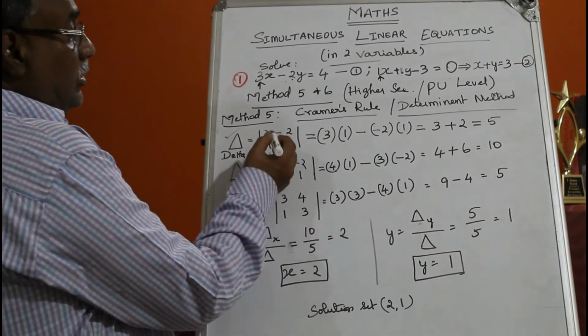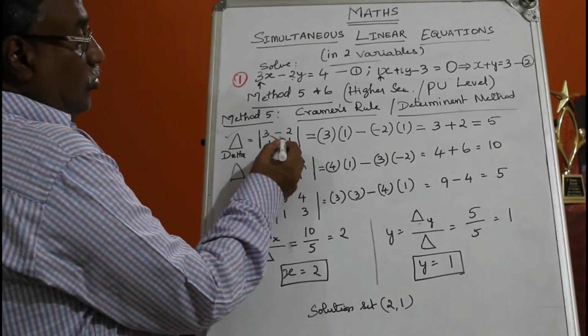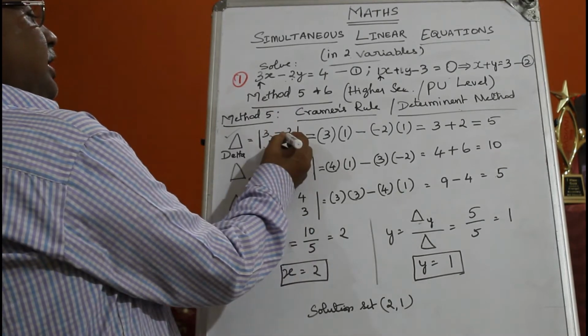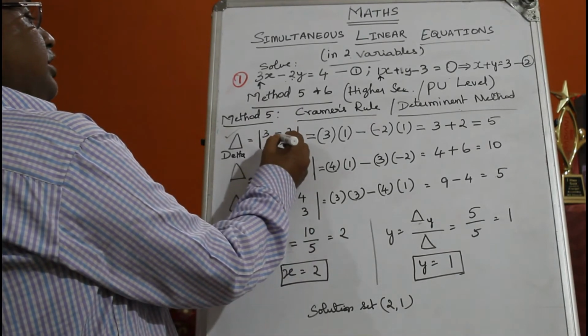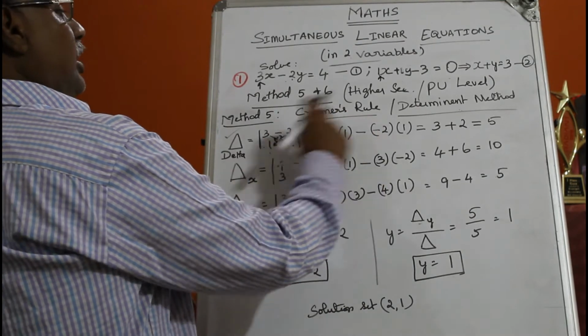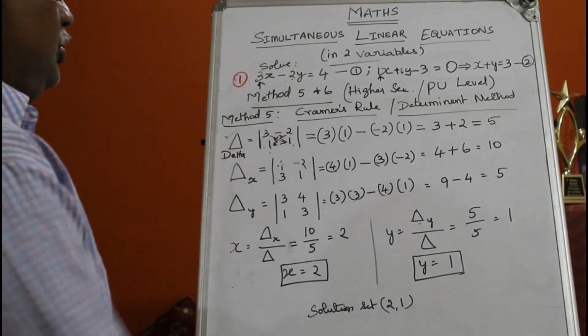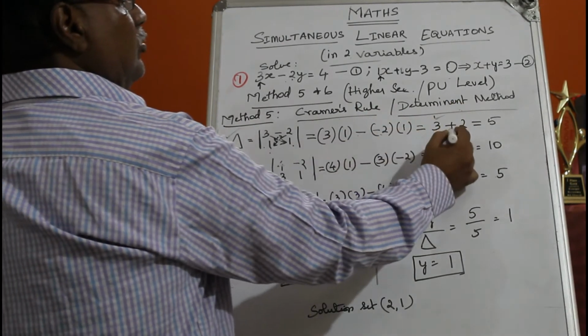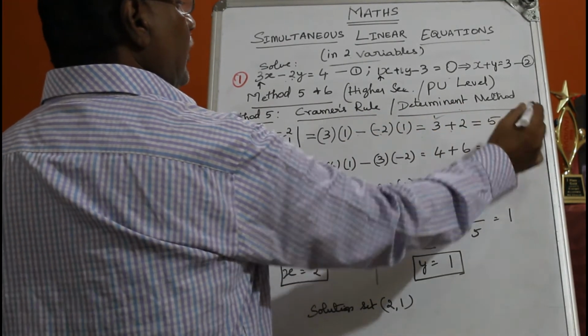You know what the determinant method is? You have to multiply these two. 3 into 1, and when you come back, you get a minus in between. So you get minus of minus 2 into 1. 3 into 1 is 3, minus of minus 2 gives plus 2, so 3 plus 2 equals 5.